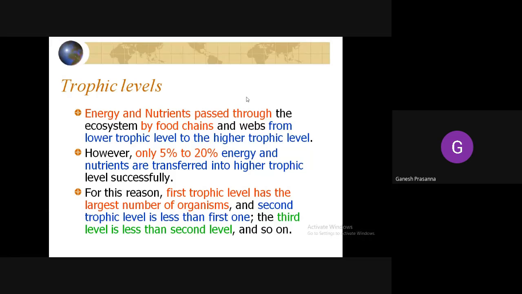The second trophic level is less than the first one, the third level is less than the second one, and so on. There is a huge amount of plants and trees available, but the animals which are dependent on these plants are very less. So the animals which are dependent on those animals, again, are also very less. So this is how the energy levels are passed from one ecosystem to the other, or through the food chains.